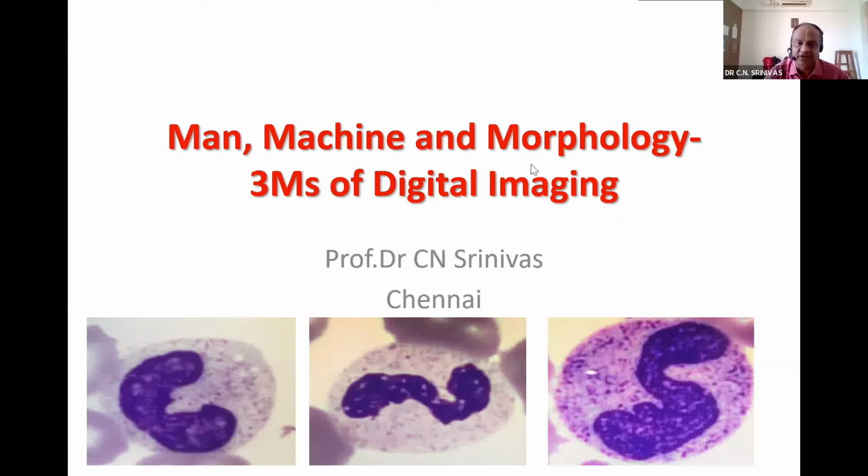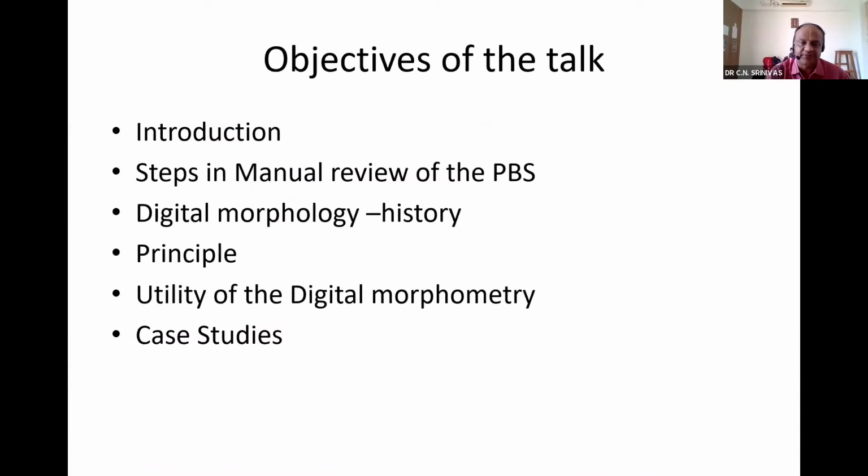These are the beginning steps of our digital imaging, what we are trying to do in the laboratories right now. During COVID, this was a very good learning machine for us to make sure that we don't miss some of the minute details of the hematological parameters, that is, the visualization of the cells itself. My topic will span about 20 to 25 minutes, and we'll be dealing with how the man, machine, and the morphology of the cells are important for digital imaging.